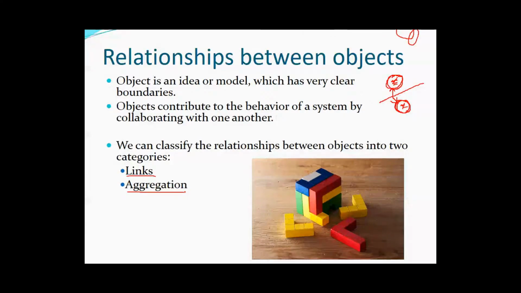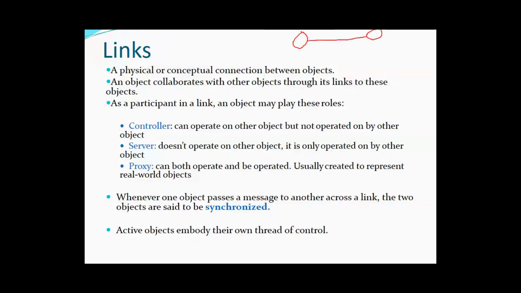If you have an object here, this is a link between them. So just a line between these two objects. Now a link could be used for the object to play some roles. The object can be a controller, or a server, or a proxy. A controller can operate on other objects.